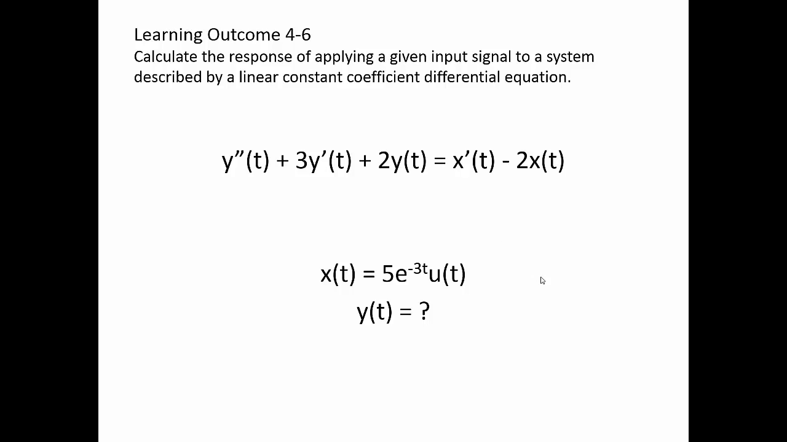We now want to look at the problem where we're given a linear constant coefficient differential equation, and instead of trying to find the impulse response, we want to find the response when that input signal is some function. For instance, 5e to the negative 3t u of t. What will y of t be in this case?